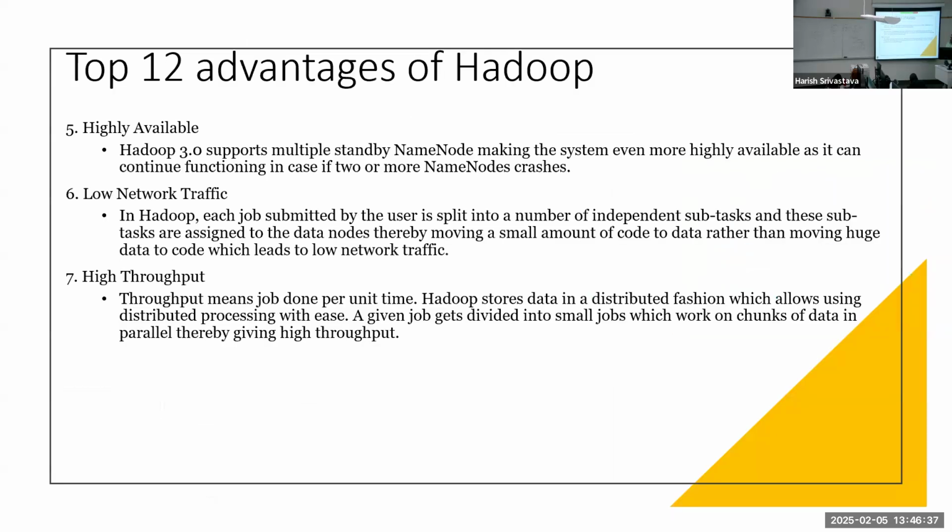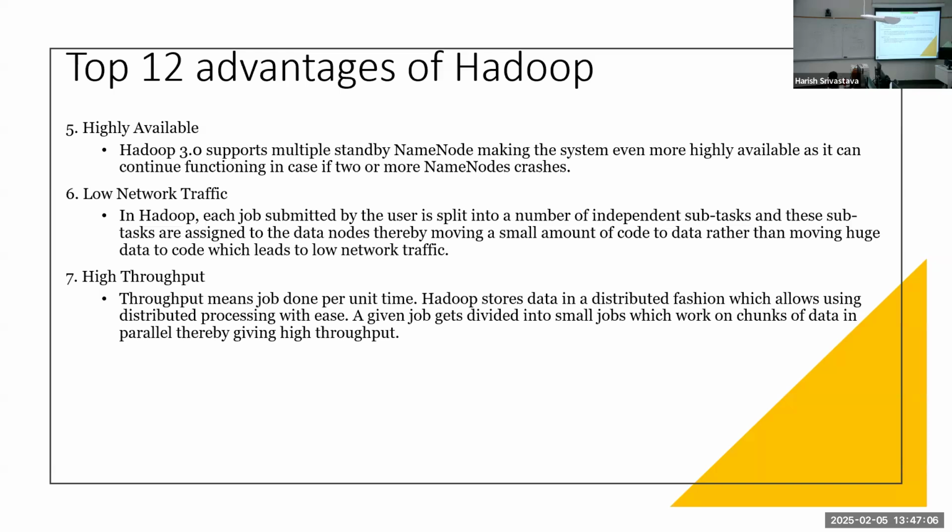Highly available, you all know. If one data node is down, you can get the processing done from another data node through a node manager, right? Low network traffic because processing is happening on the data node through data locality. Once the processing of mapper and reducer is done, only the final result is sent back to the name node to consolidate it. So there is very little network traffic back and forth of data movement.